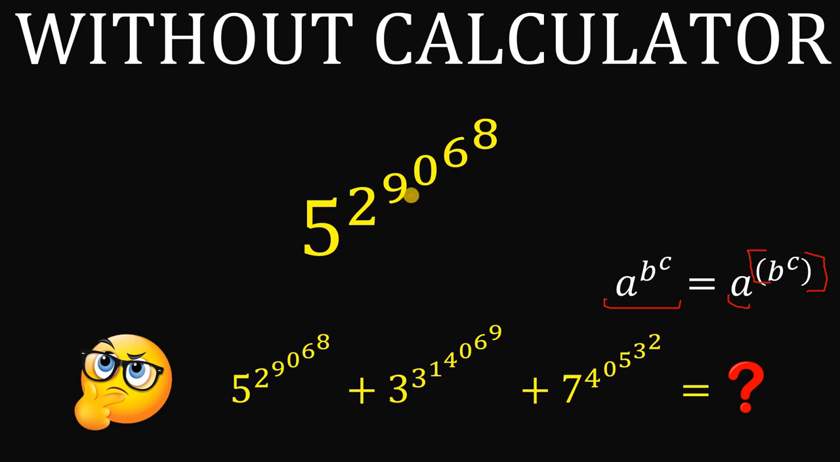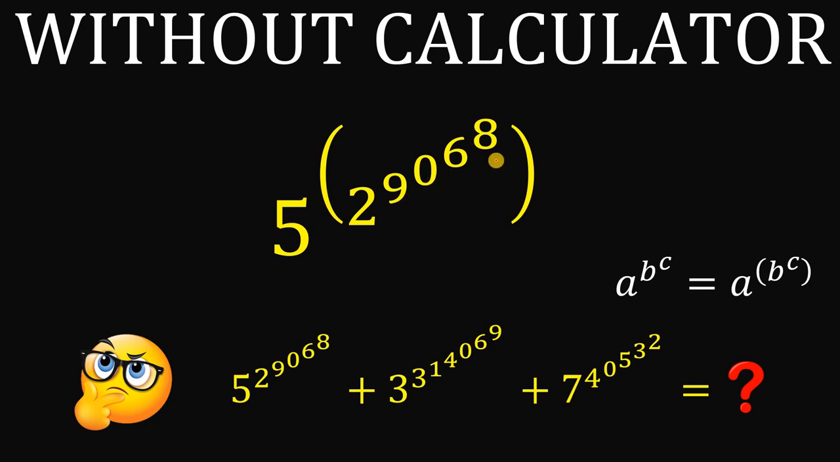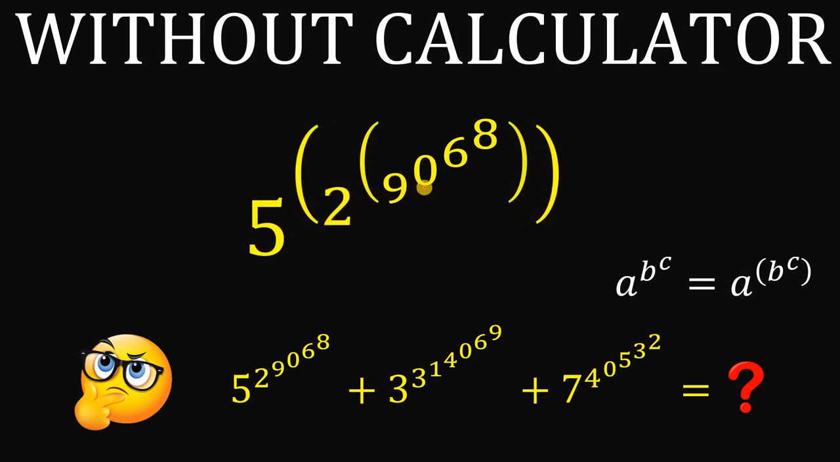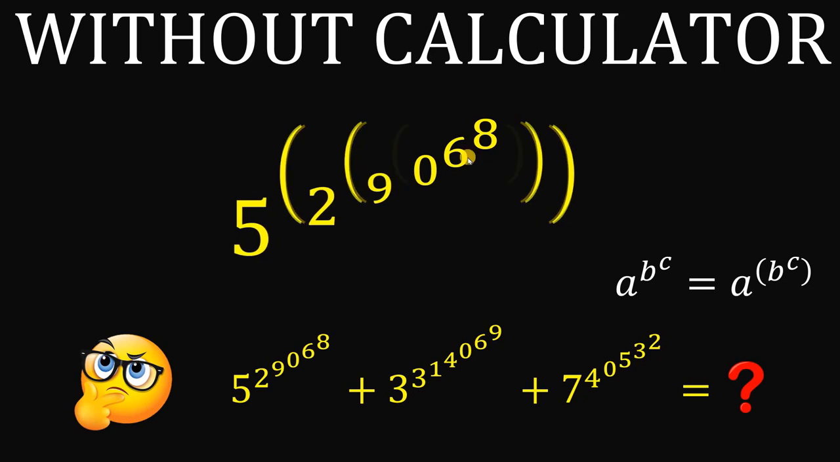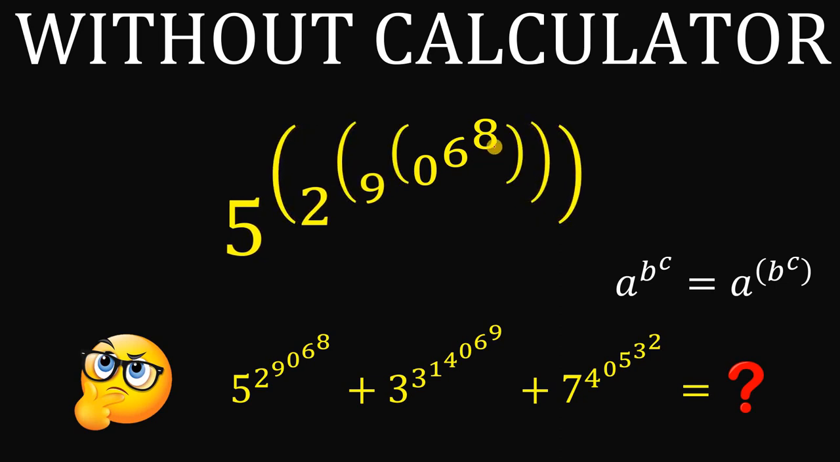So, 5 raised to 2 raised to 9 raised to 0 raised to 6 raised to 8 can be written as 5 raised to the power of 2 raised to 9 raised to 0 raised to 6 raised to 8. And 2 raised to 9 raised to 0 raised to 6 raised to 8 can be written using this identity again as 2 raised to the power of 9 raised to 0 raised to 6 raised to 8. And also, 9 raised to 0 raised to 6 raised to 8 can be written as 9 raised to the power of 0 raised to 6 raised to 8.